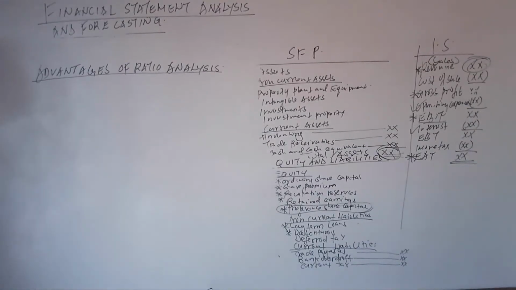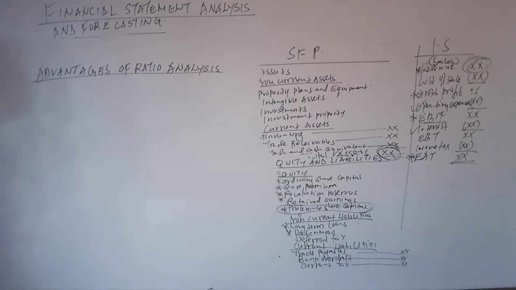Number 1, they are used to determine the ability of the company to meet its financial obligations, i.e., liquidity ratios.